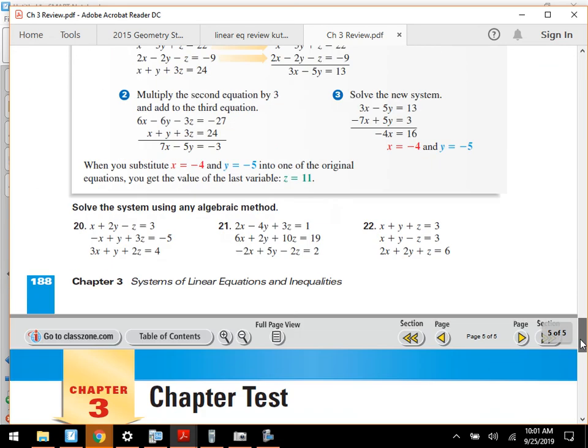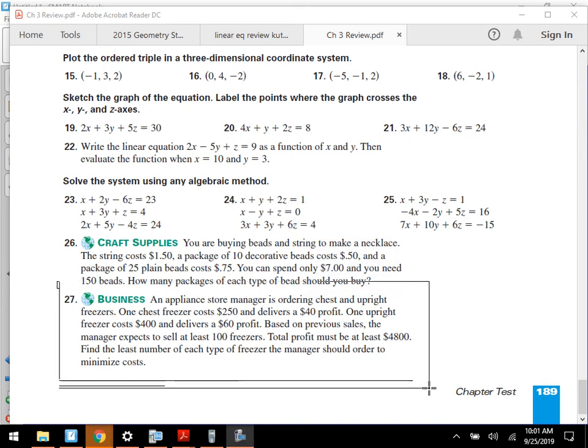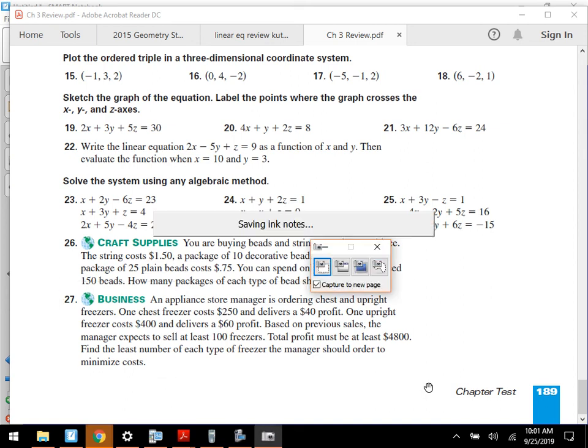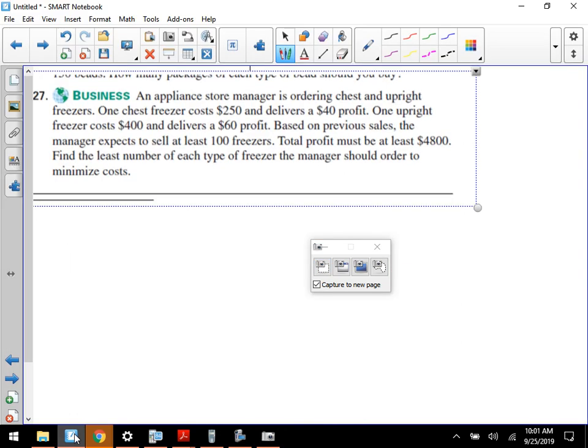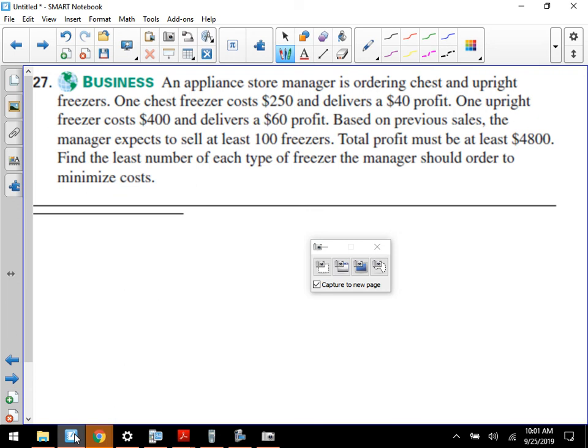After we did those max minimum ones like that, it jumped right into linear programming. Linear programming, which we spent a week on, allowed us to find maximum and minimum values within a constraint problem. You were given a specific task to achieve. For example, if I'm looking at this one here, we're talking about appliances. You are operating chest and upright freezers. A chest freezer costs $250 and it gives you a $40 profit. An upright freezer costs $400 and it gives you a $60 profit.